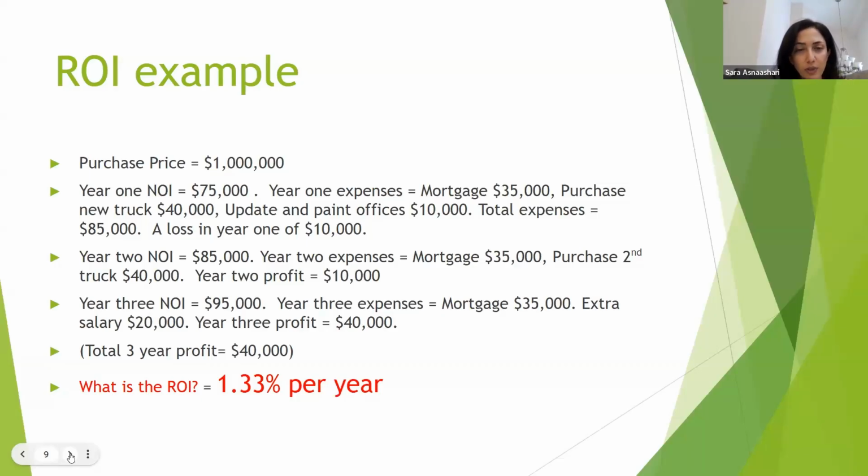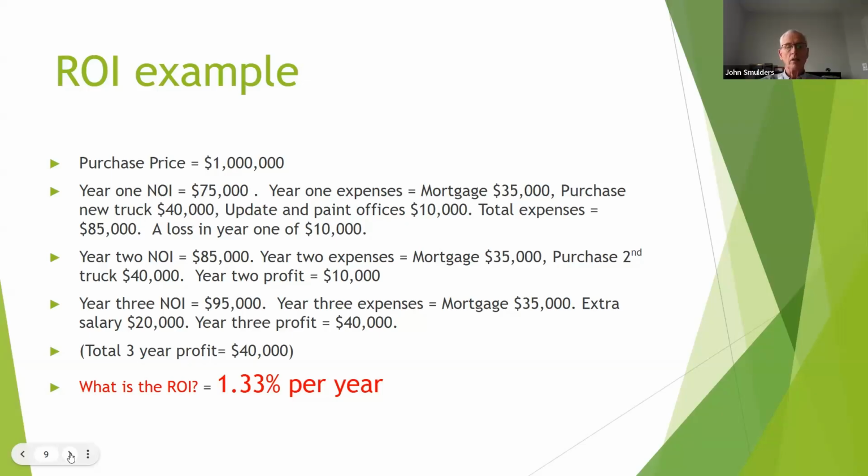The 1.33%, it's 40,000 divided by 1 million and then divided by 3. 40,000 divided by 3 years. How much are you getting each year? Okay, because is that 40,000 only for year 3, or is it for 3 years? I didn't get this one.